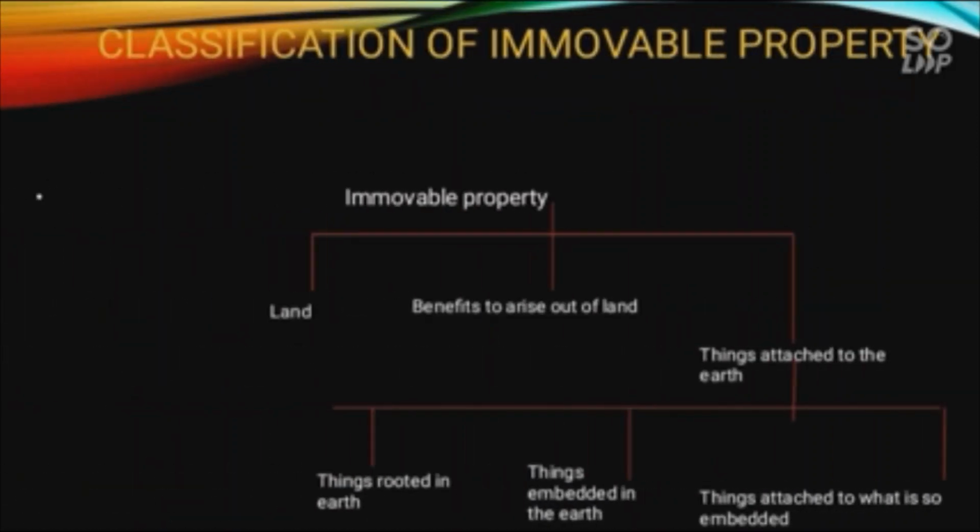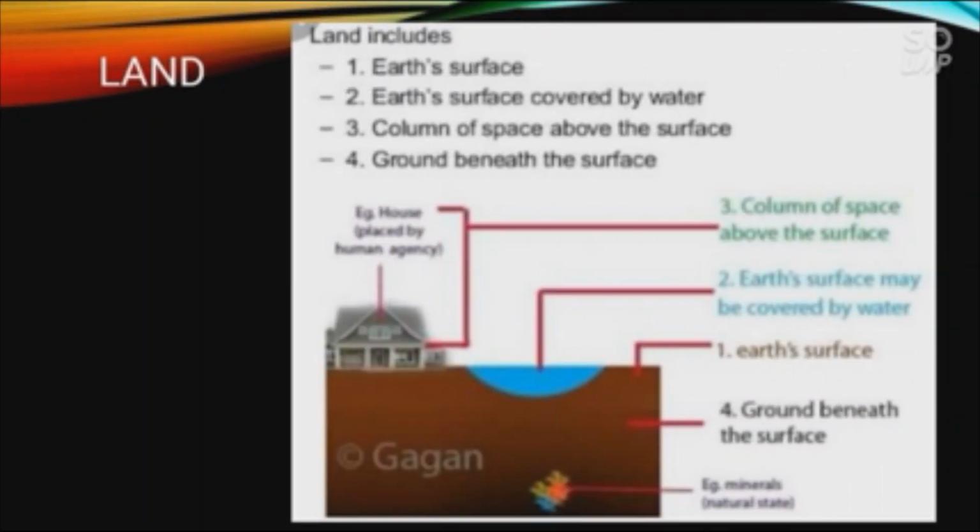Now we can go through the classification of immovable property based on the definitions which we have already discussed. Immovable property is broadly classified into three. They are land, benefits to arise out of land, and things attached to the earth. The things attached to the earth are again classified into three. They are things rooted in the earth, things embedded in the earth, and things attached to what is so embedded. Now we can go through the detailed analysis of the points which we have already seen in the above diagram.